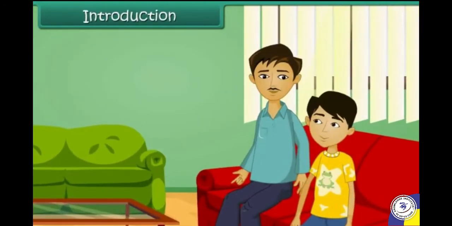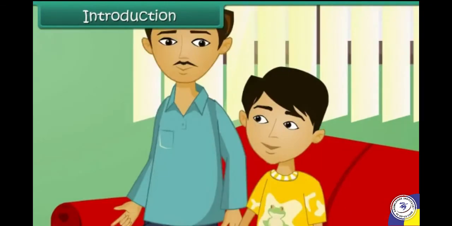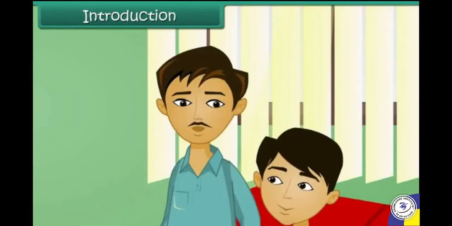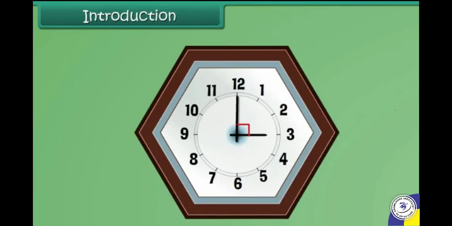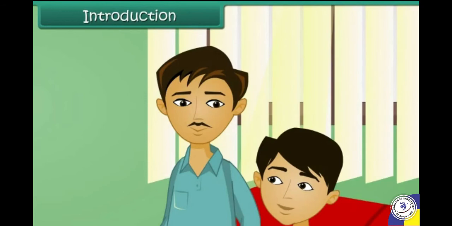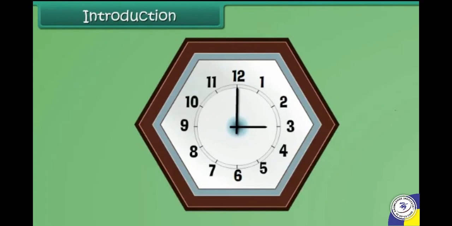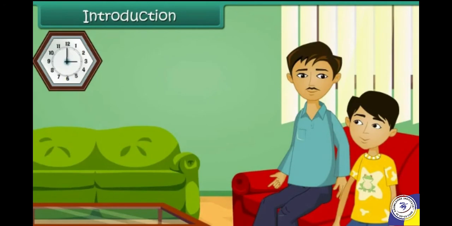Why are you looking at the clock, Vijay? I am trying to make out the angle made by the hands of the clock, uncle. I see. So what angle do they make, Vijay? They make a right angle, uncle. Great! Can you also comment on the shape of the clock, Vijay? Sure. The clock has 6 sides and it's a hexagon. Wonderful, Vijay. You have learnt your geometry well.